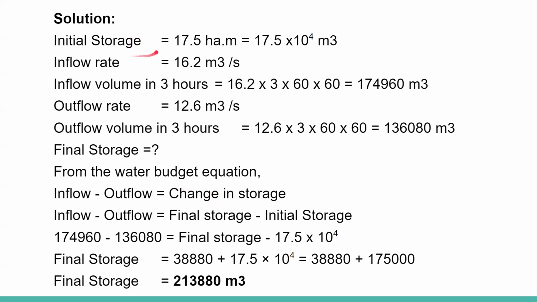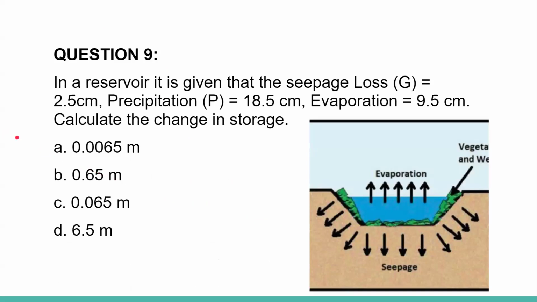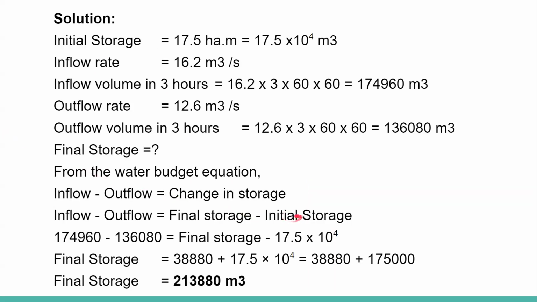Here only the initial storage is given. If we need to find the change in storage, we need to find the difference between the initial and the final storage. It is only then that you will get what is the change in storage. So we have to find this final storage. We use the initial storage to find the change in storage and use the water budget equation.